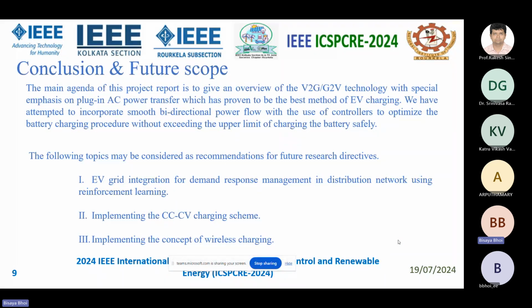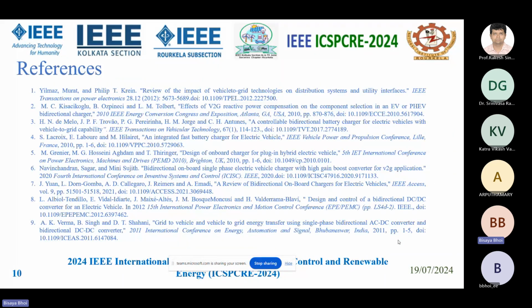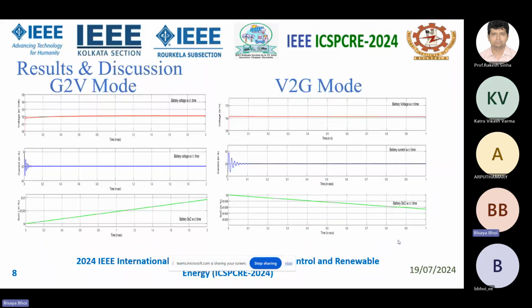These are my references. From the first reference, I have taken the data for this simulation model, and I have also compared the results, which I have not shown here, and this is giving smooth voltage and current compared to reference one. So that is all. Thank you.